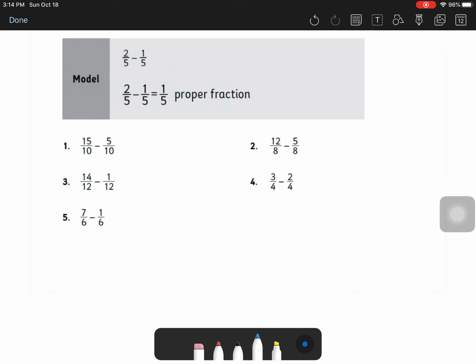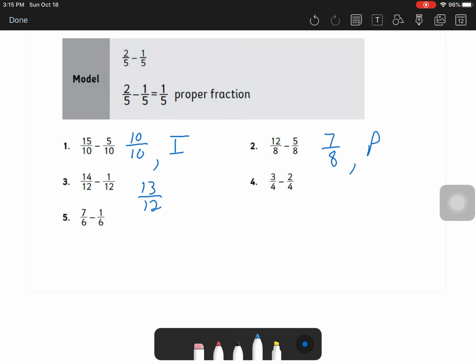All right, now we're going to give some more solutions here. Looks like they all have common denominators. We're going to label our answer as proper or improper, okay? So 15 minus 5 is 10. We get 10/10, and that is improper. 12 minus 5 is 7. That's 7/8, and that one will be proper.